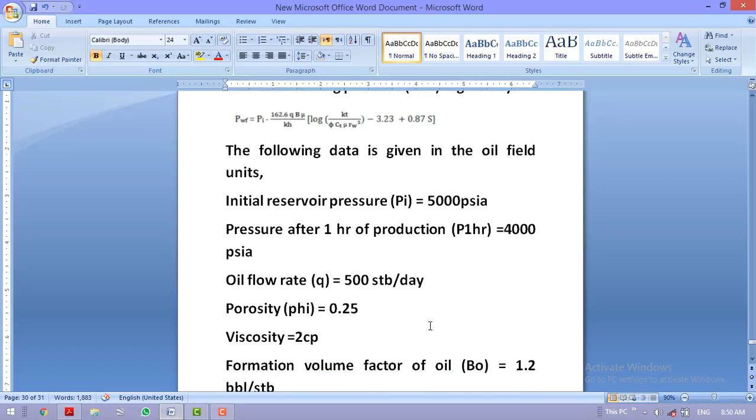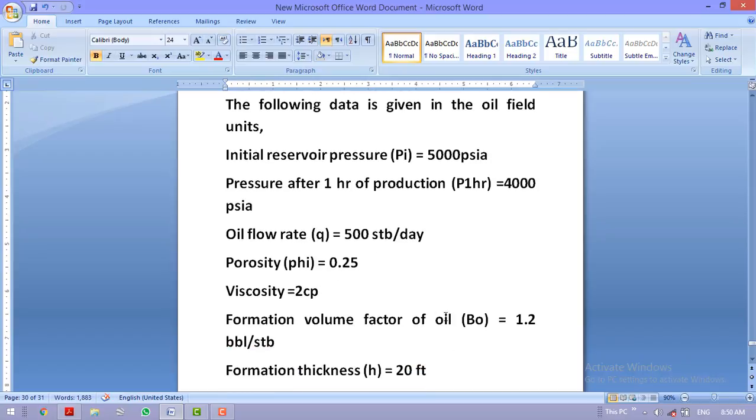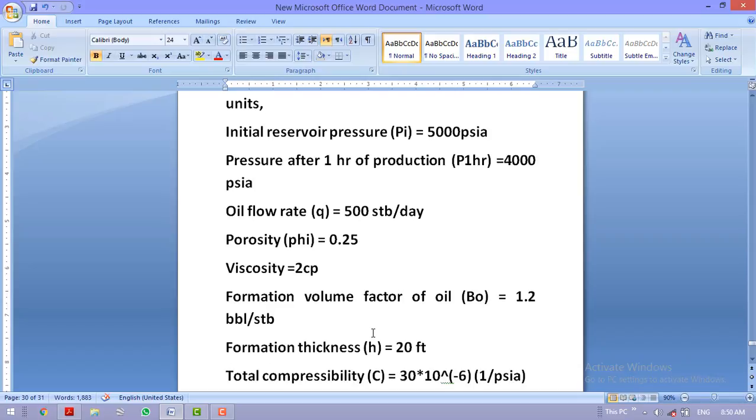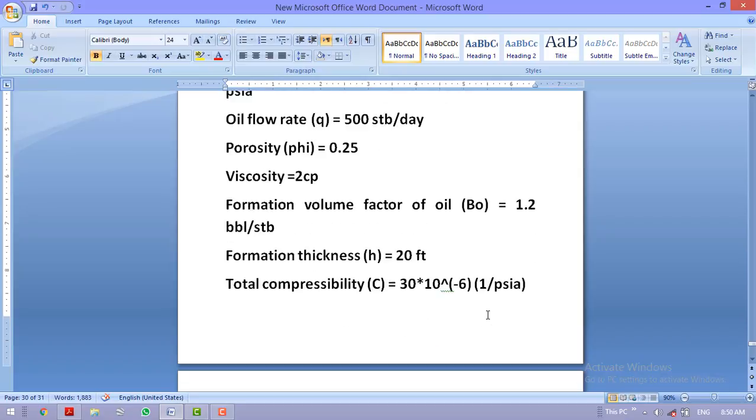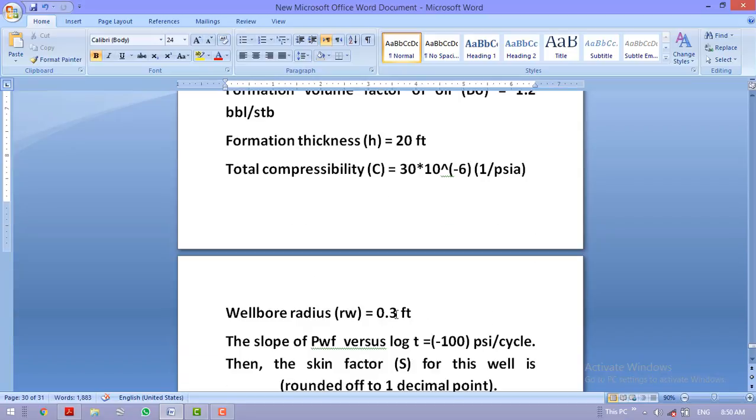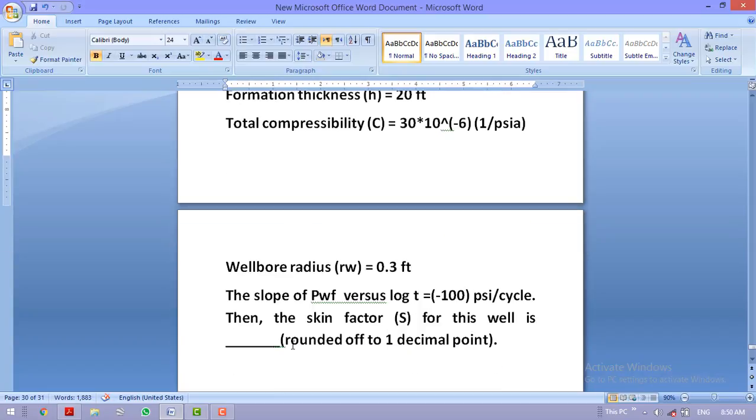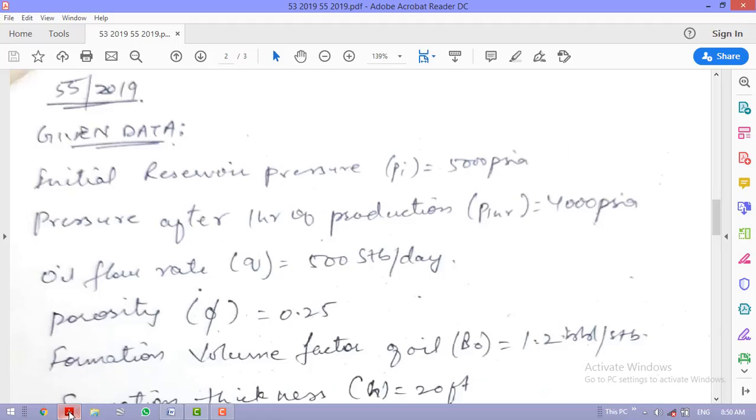Porosity is 0.25, which is nothing but 25%, and viscosity is 2 centipoise. Formation volume factor B0 is 1.2 barrels per STB. Formation thickness is 20 feet, and total compressibility CT is 13 times 10 to the power minus 6 psi inverse. Wellbore radius is 0.3 feet, and the slope of PWF versus log T is given as minus 100 psi per cycle. Then we have to find the skin factor of this well, and the answer should be rounded off to 1 decimal point. So let us quickly see the answer for it.